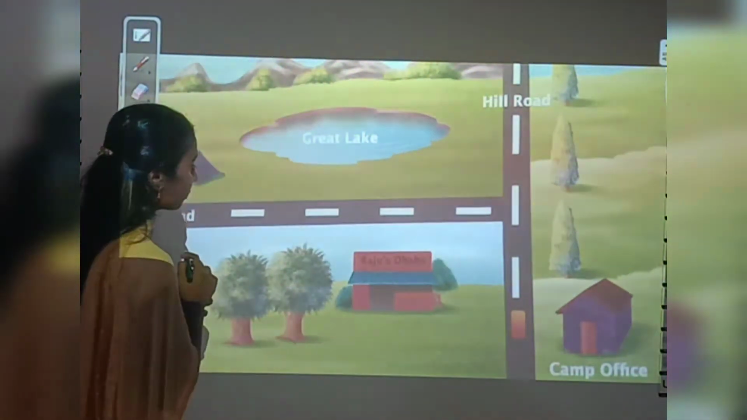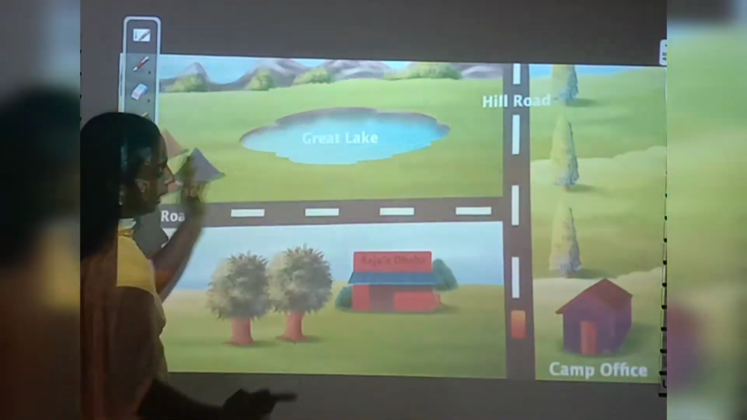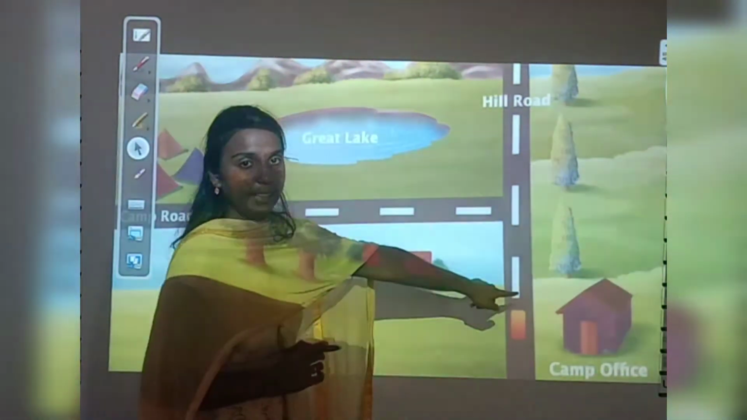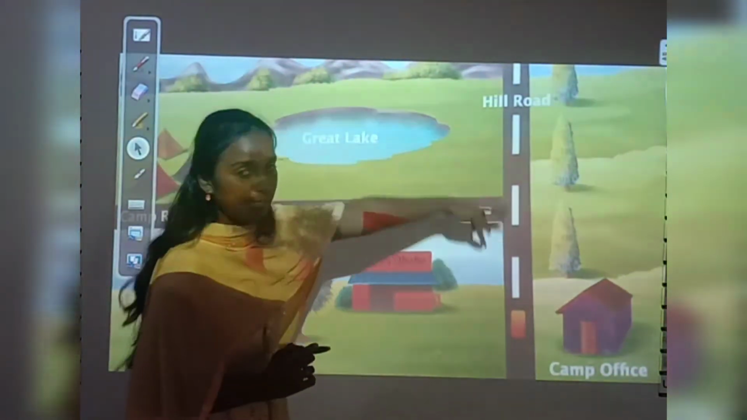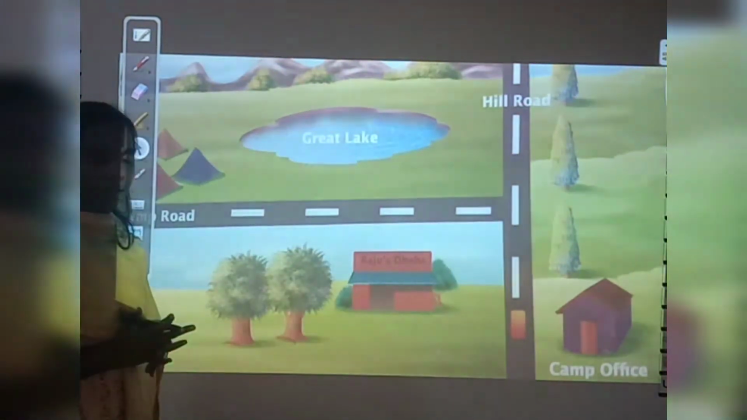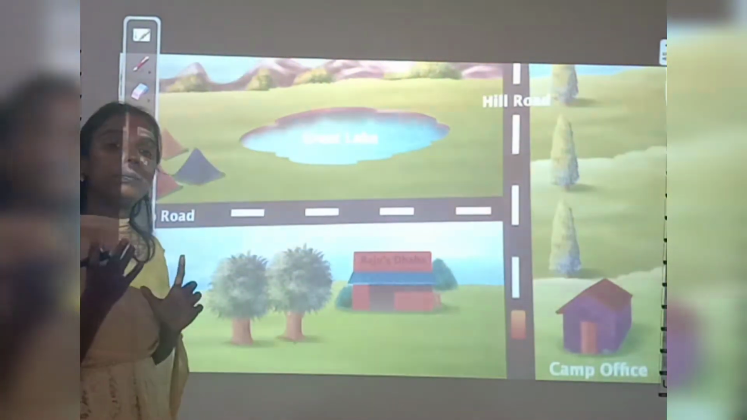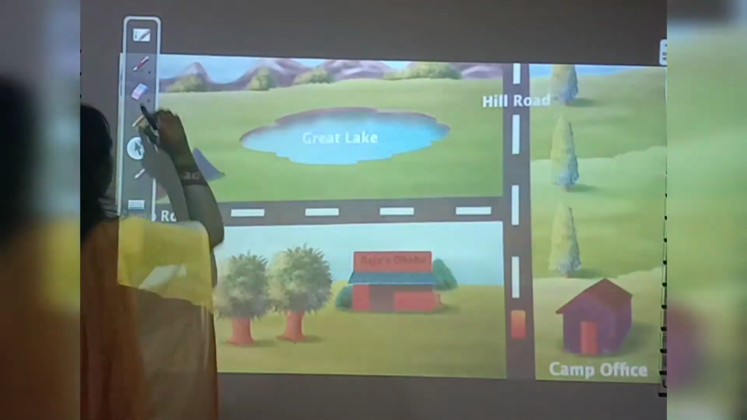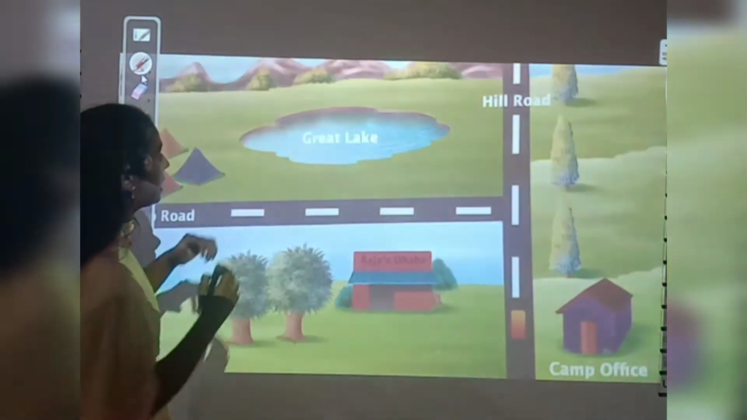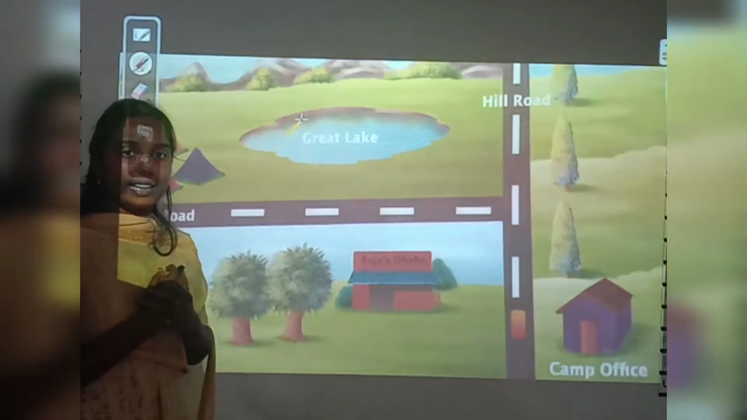First, let us explain the picture. Here we have one road, and this is Camp Road. We have Hill Road on this side, a Great Lake here, and Raju's Dhaba here. Now I will ask you some questions, and you have to locate places with the help of those common directions. From the Camp Road, in which direction is this Great Lake located?